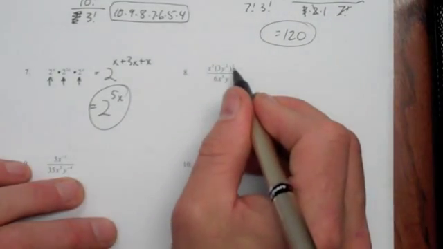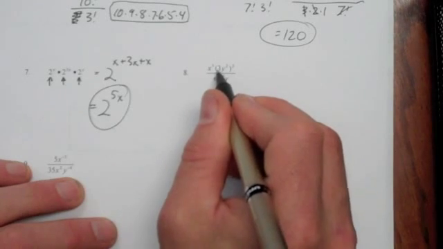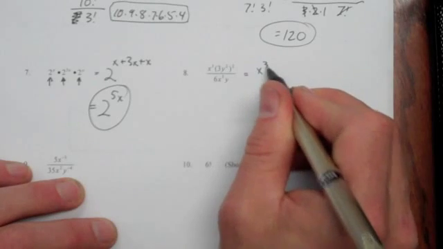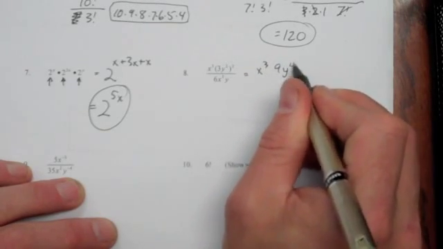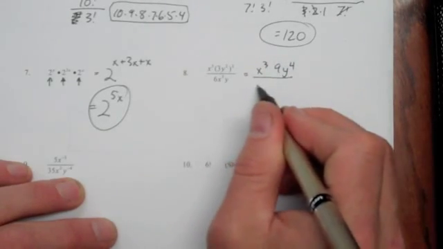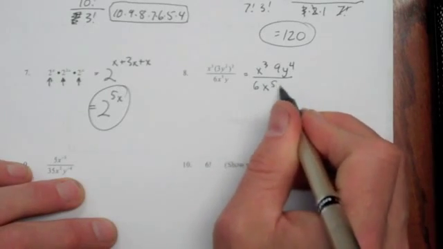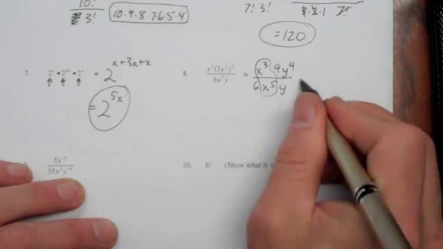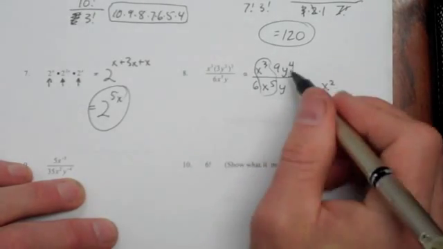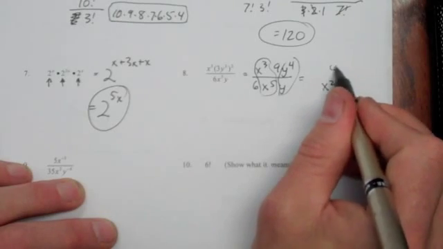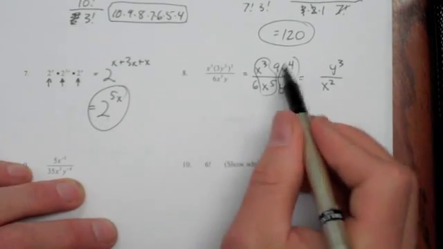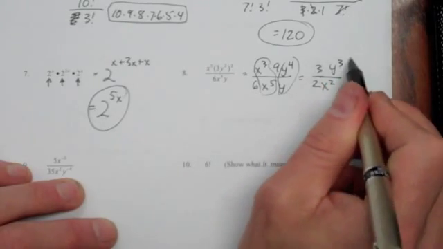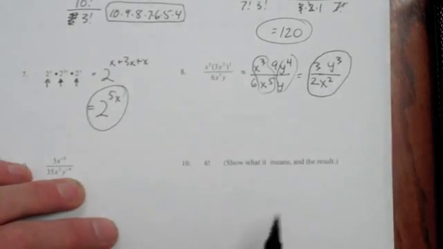Here, remember that when you square something, you're multiplying it by itself. 3y squared times itself gives me 9y squared, so it's x to the third, 9y to the fourth, all over 6x to the fifth and y. Well, if I simplify these, I get x squared down below. If I simplify these, I get y cubed up above, and then 9 over 6 is 3 over 2. So that is the single best answer right there.